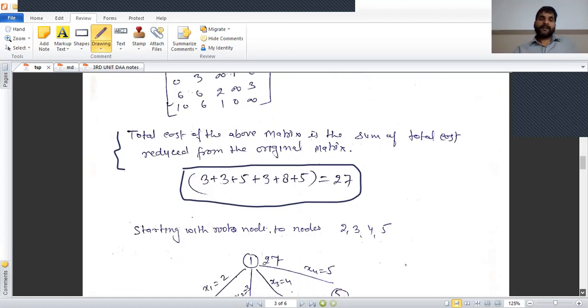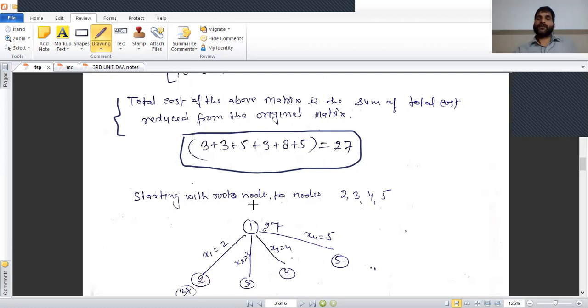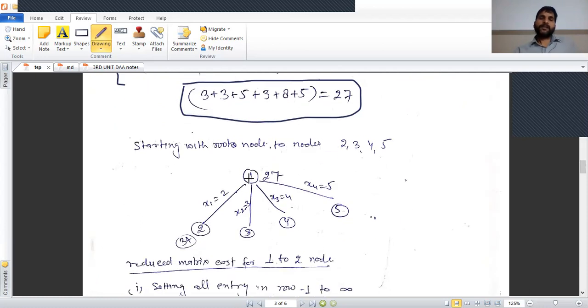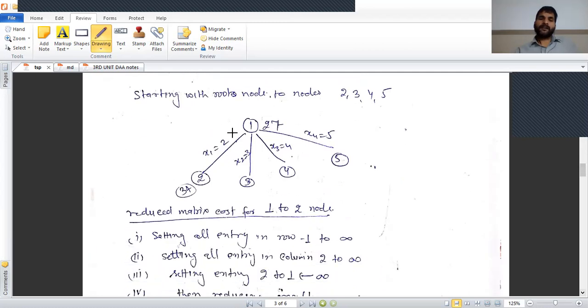Now after finding the costs, starting with the root node, we go to nodes 2, 3, 4, 5, because from node 1 we can travel to node 2, node 3, node 4, node 5. So if we choose node 1 to 2, then we calculate the value of this cost, equal to 34.